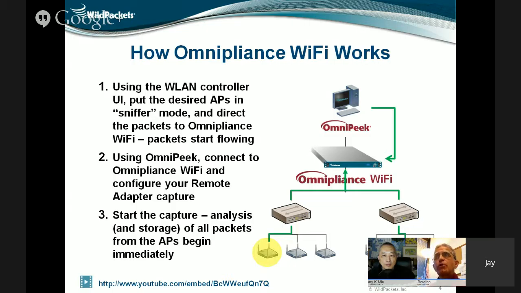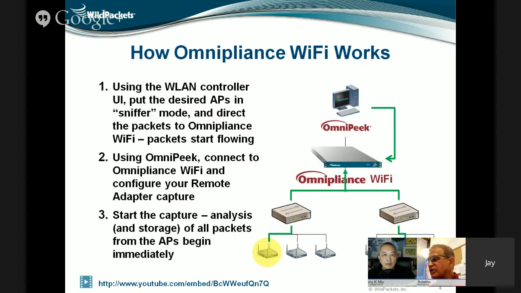It allows people to remotely get data from anywhere. These access points could be anywhere in the network. They could be across the campus. They could be across the country. As long as they are network accessible to the appliance, they can send the packets to the appliance. And as long as OmniPeak is network accessible to the appliance, it can see the results of all that analysis.